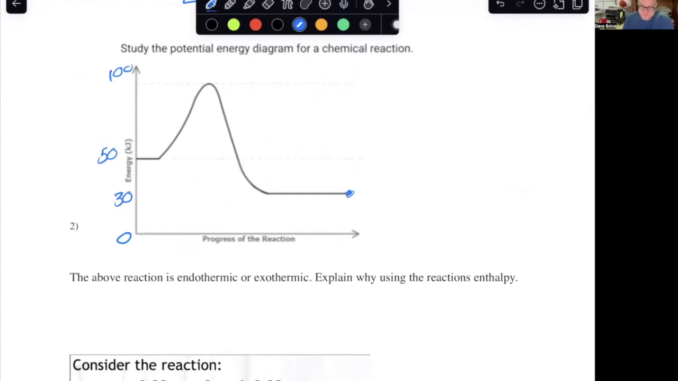Now for the forward reaction, that means we're going to go from 50 at the start to 30 at the end. So our delta H is going to be, again, final minus initial, and our final would be 30, and our initial was 50. So for the forward, our final minus our initial is going to equal 30 minus 50, which is going to be negative 20. So that would be our delta H for the forward.